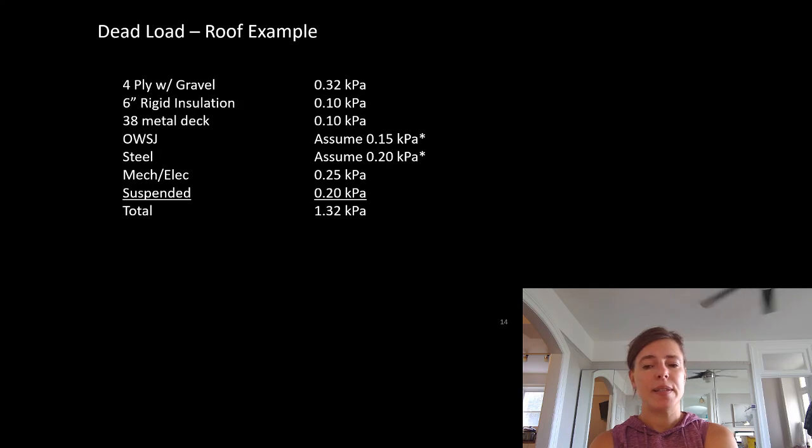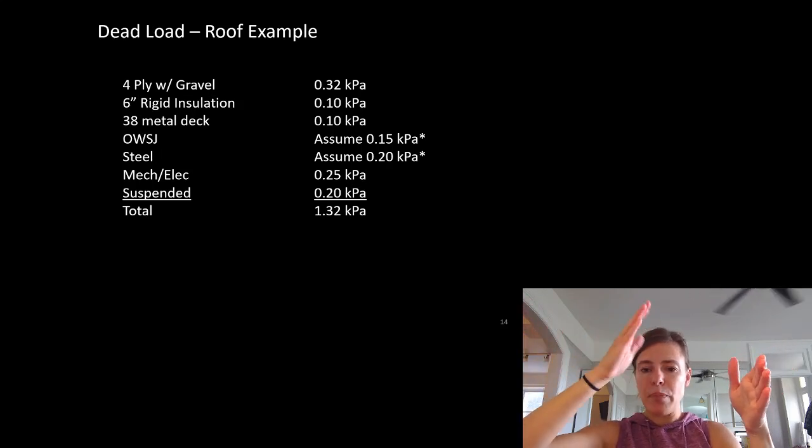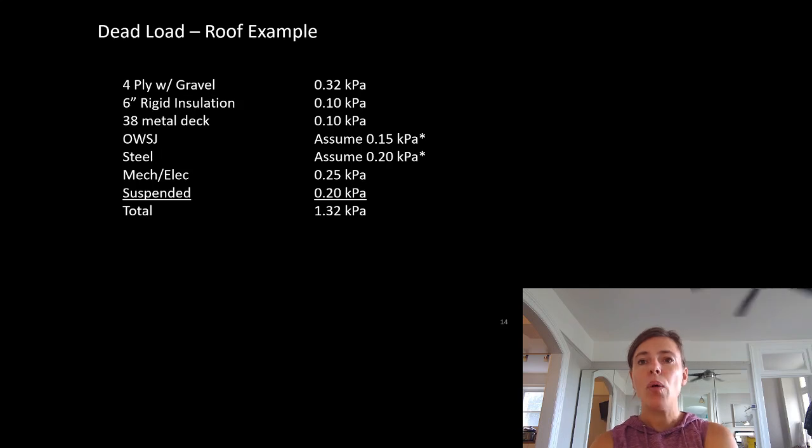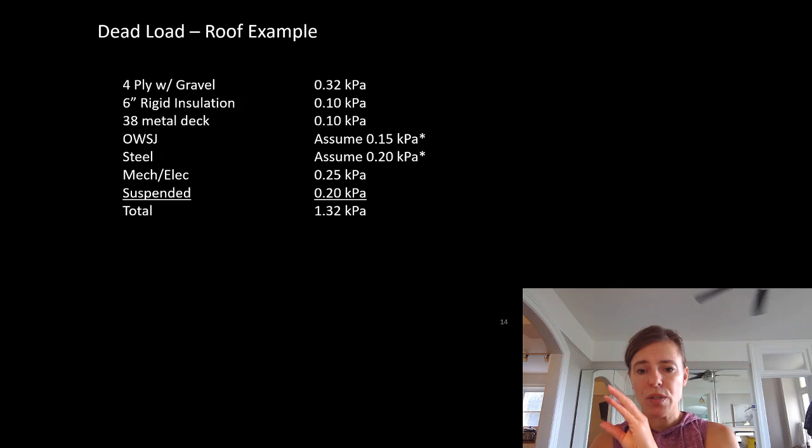Steel, so that's the steel beams, the steel columns, everything that we kind of throw in there that would impact that load. A good assumption is 0.2 kPa. The thing I often get asked here is, but my open web steel joists are discrete and my steel beams are discrete. How can we apply that as a per meter by per meter area?